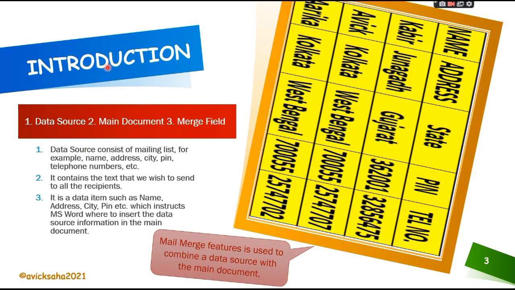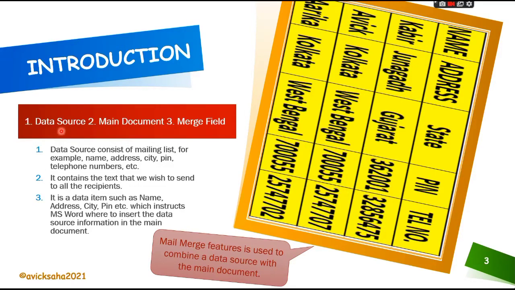Before we start, we need to know what is actually a mail merge. A mail merge feature is used to combine a data source with the main document. If you see here, these are rows and columns where I have given names like Kabir, Avik, Arika, and addresses, maintaining your contacts or data in rows and columns, that is in the form of mail merge. Now you can see here, this is one of the data sources. It has a main document, it has a merge field.